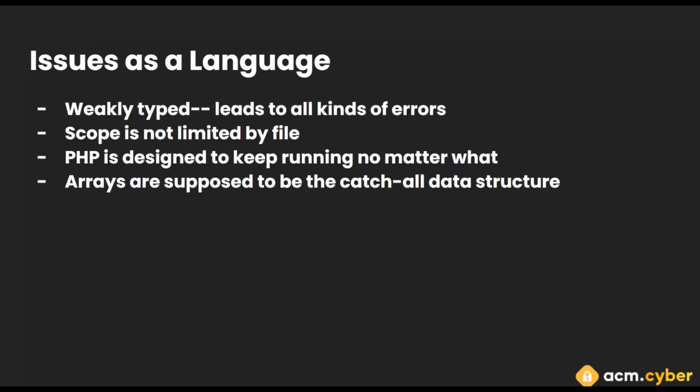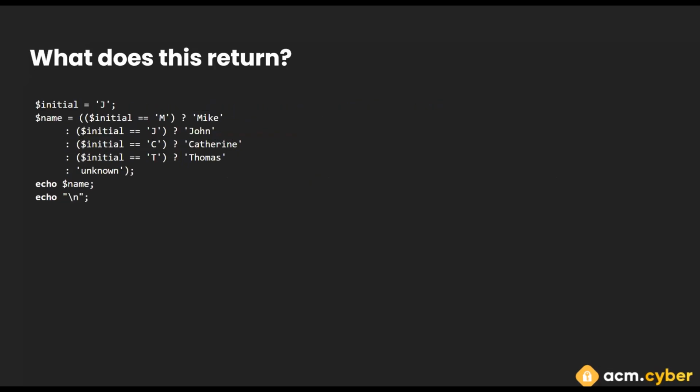So that leads to a lot of problems because it's not really vocal about it. It also fails silently a lot. And the major final gripe is that arrays are supposed to be the catch-all data structure, where arrays can be maps, they can be hash maps, they can be basically everything in one. And it's very confusing if you're used to C-style arrays, for example.